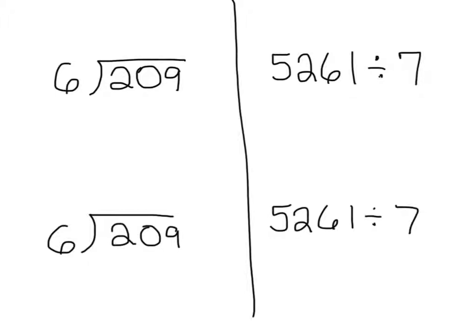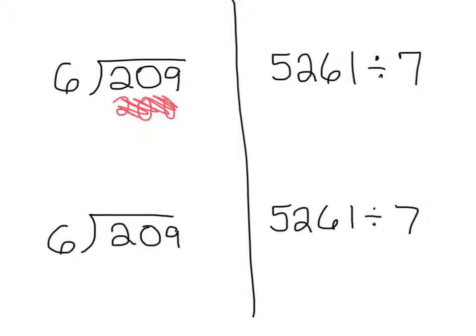All right, let's try some more. Let's look at the one in the upper left. 209 divided by 6. So remember, if I round this to 200, it's not going to work because I can't do 200 divided by 6 in my head. So this rounding, it's not going to work. So I need to think of a compatible number here.